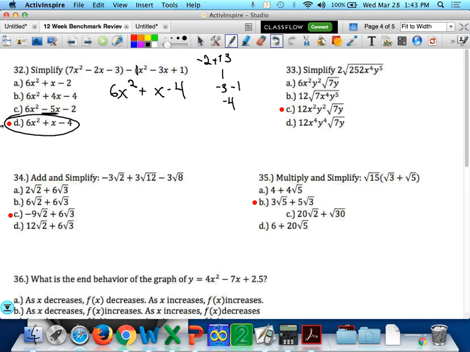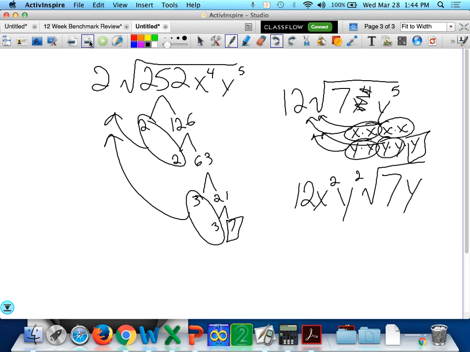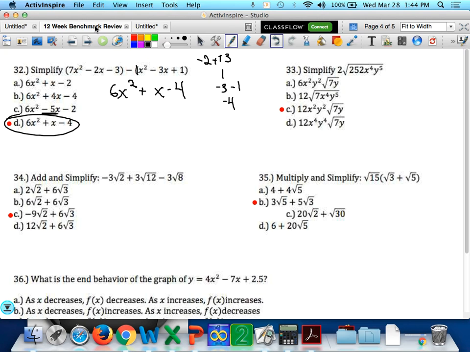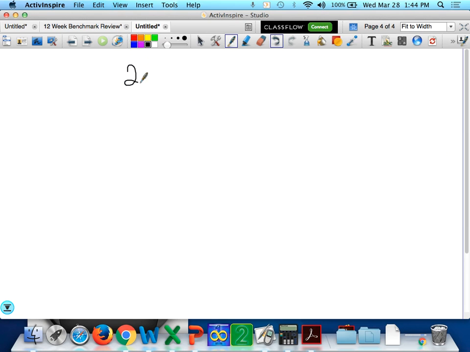Very careful. Again, if you just distribute the negative, you can combine the like terms the same way, like it's an addition problem. Number 3 is tricky, and the distractors are really good on it, okay? The distractors worked out really nicely. First off, we have to simplify this. I'm probably going to need a little bit more room, so I'm going to hop over to another page. We've got 2 times the square root of 252, x fourth, y to the 5th.